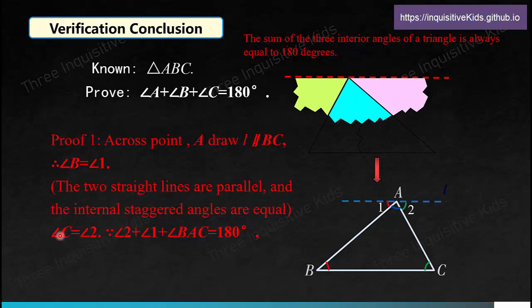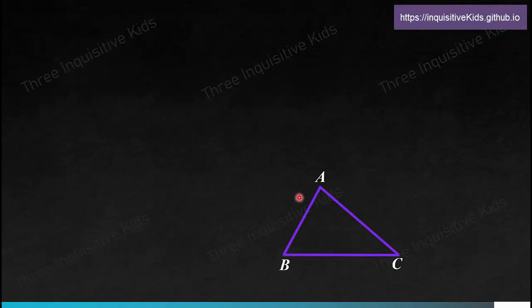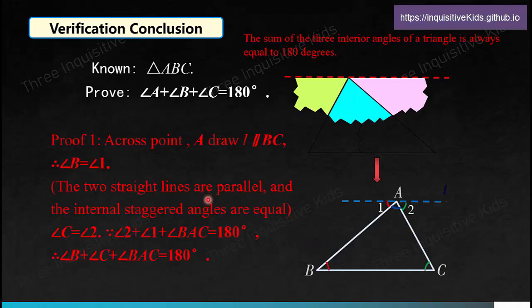So, angle C equals angle 2, for the same reason, and angle 2 plus angle 1 plus angle BAC equals 180 degrees. Therefore, angle B plus angle C plus angle BAC is equal to 180 degrees.